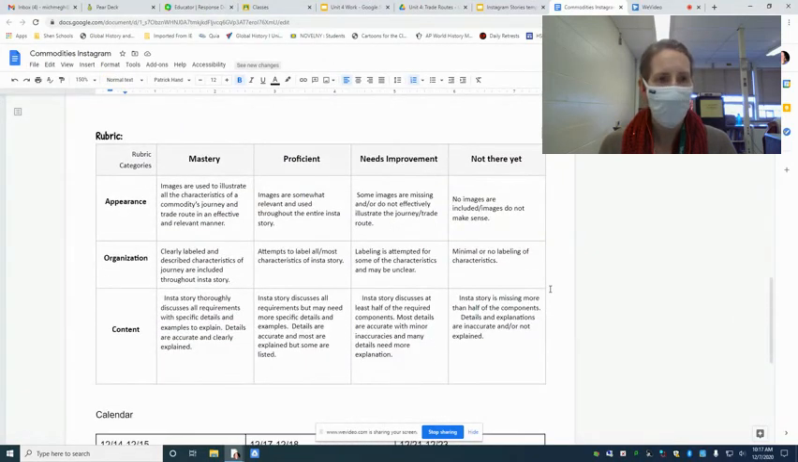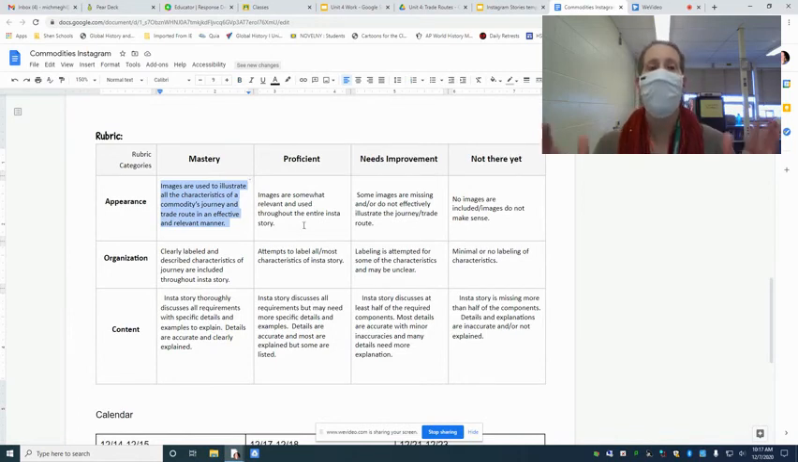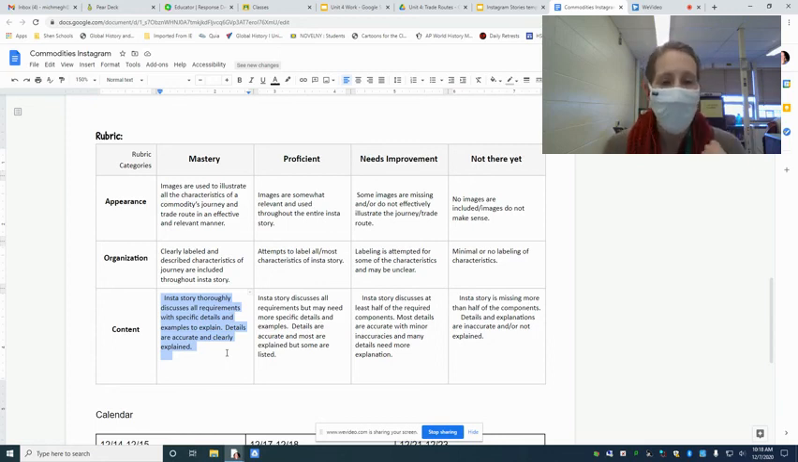Down here is the rubric. You want to make sure that the images you use are effective, they're relevant. Please, I want you to be creative, but make sure it's relevant and accurate. All right. You need to make sure your organization flows well, that things are clearly labeled and described. All right. And that the content, that you have everything in there that you're supposed to, that it is accurate, and that you've completed all of the project requirements.